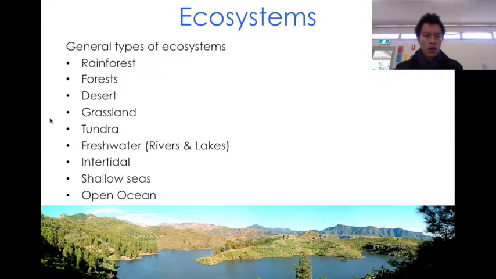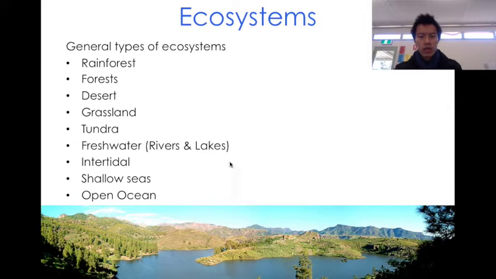So you've got rainforest, which is one of your more well-known ones. You've got forests, desert, and grassland, which is characterized by large amounts of grass, and they're your main primary production there. Tundra, which is actually snow. Freshwater: rivers, lakes, all those particular environments are freshwater ecosystems.